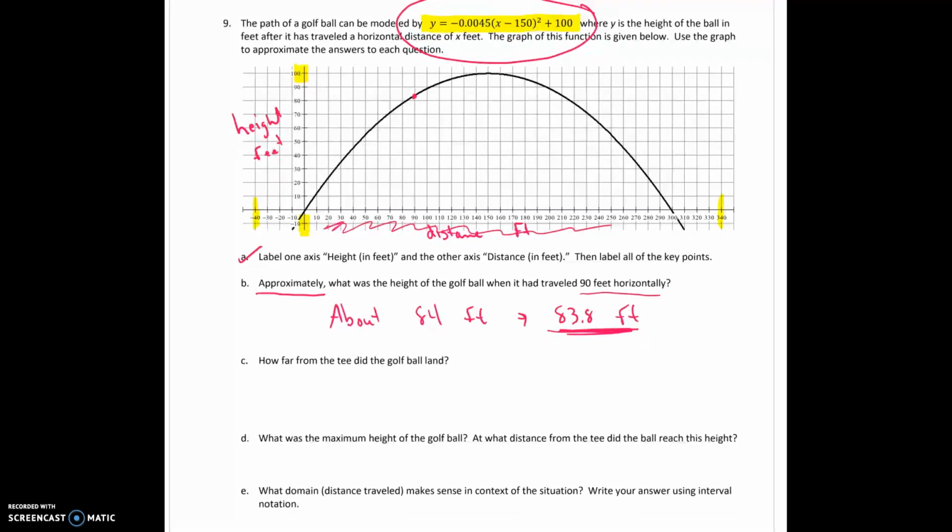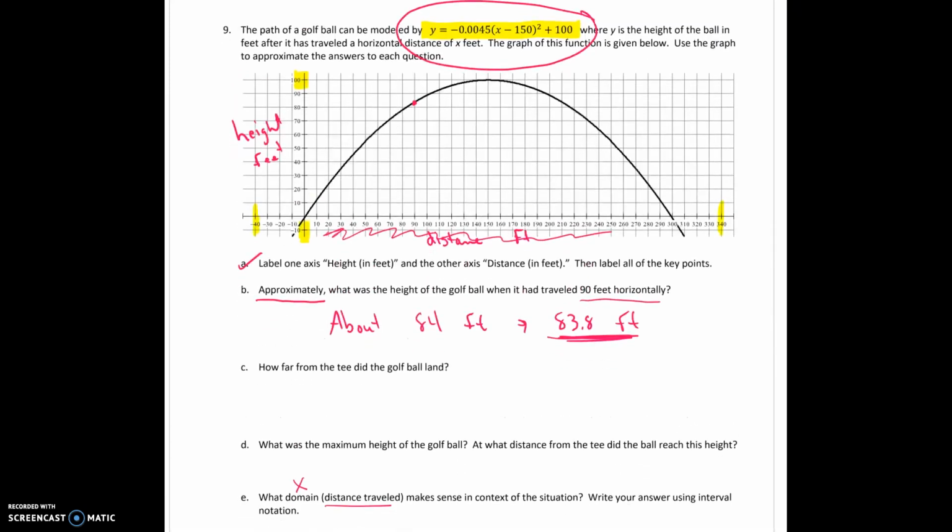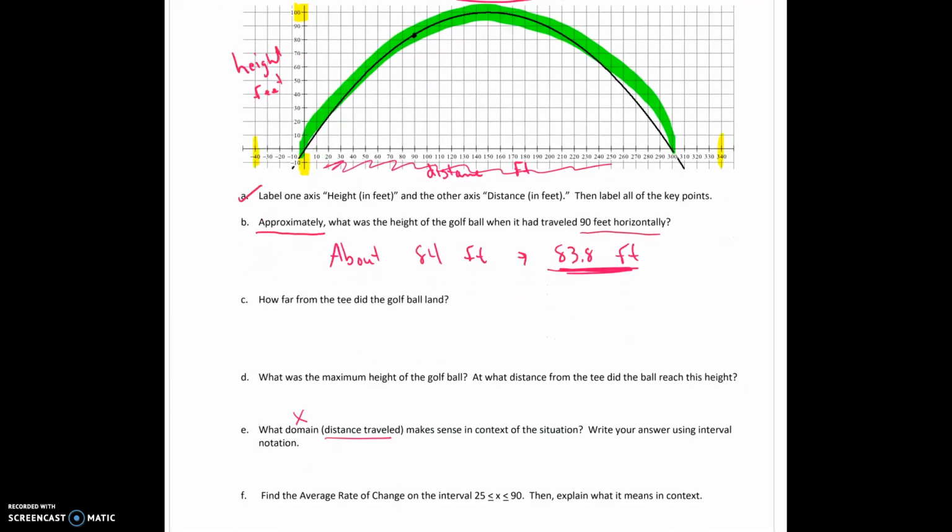The next question I'm going to answer is E, what domain? So which x's, which distance traveled makes sense? So I don't need all of this view, and I actually don't have a lot of it on here, but I only need this part from here to here, because once I go below the y-axis, then the height of the ball is negative, and you're not going to have a negative height. So I'm going to say that it's a good place for it to start is at 0. And to end at 300 feet, and they want this in interval notation. This is domain, so I will use brackets.